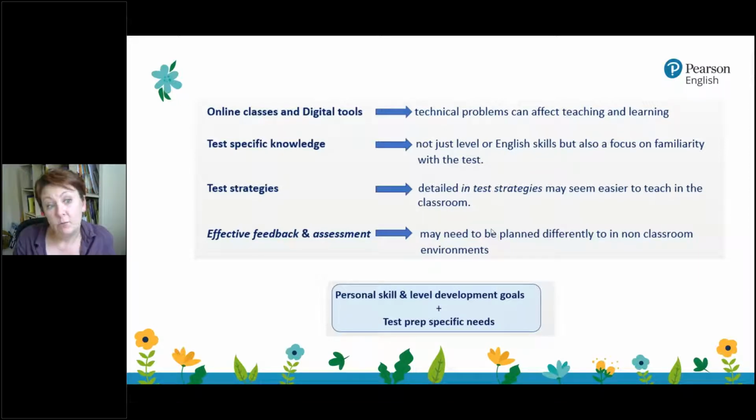Blended teaching for test prep also implies that there's a lot of test specific knowledge that you need to teach. It's not like a general English course in that you do have to go into that drill down detail that I mentioned earlier, and that makes blended teaching a little bit more complicated as well. Not impossible, but it's a bit more challenging.